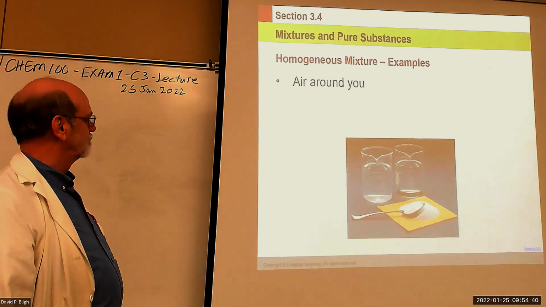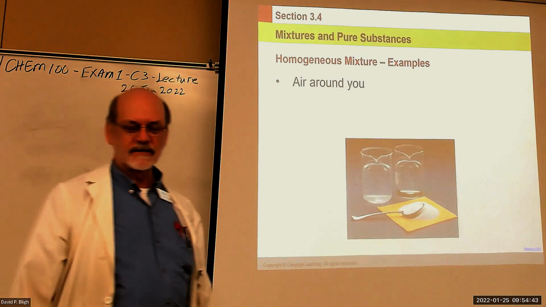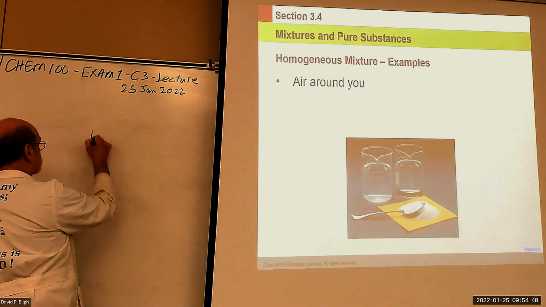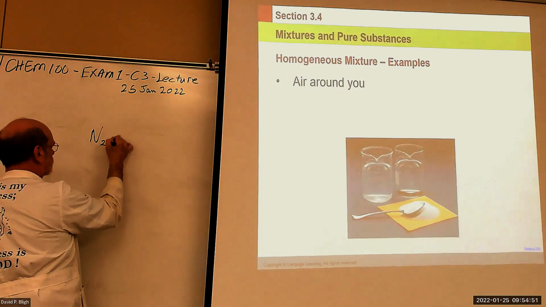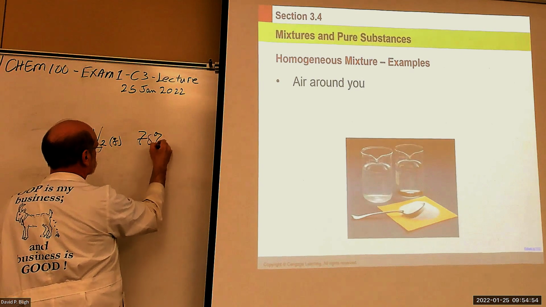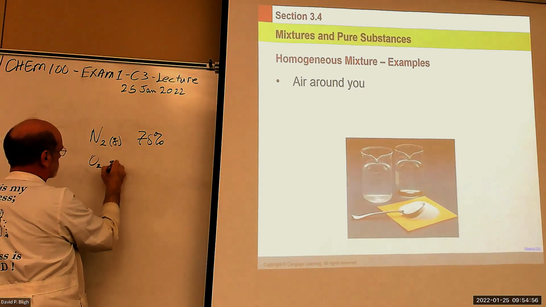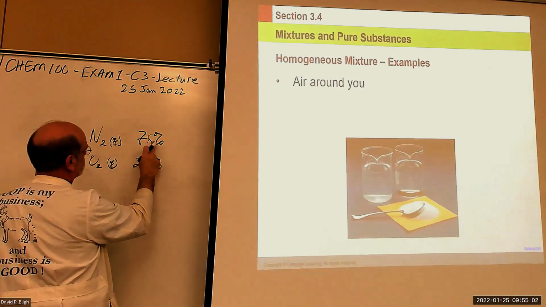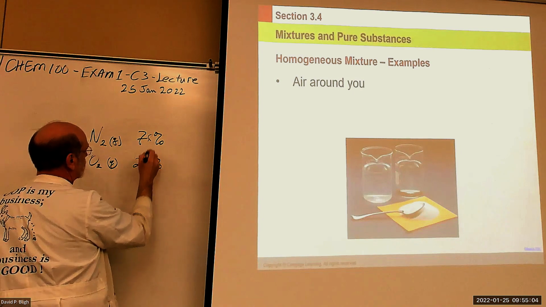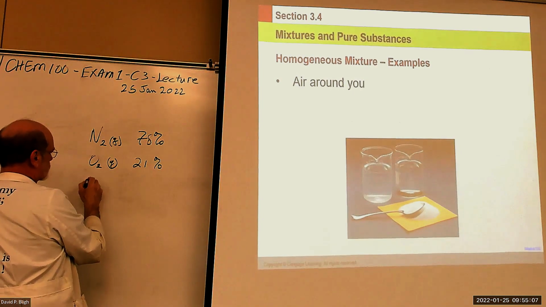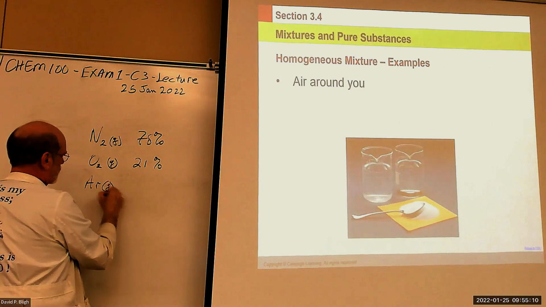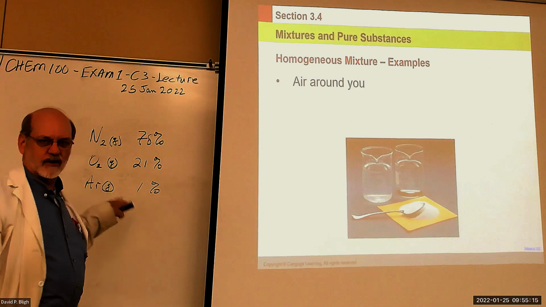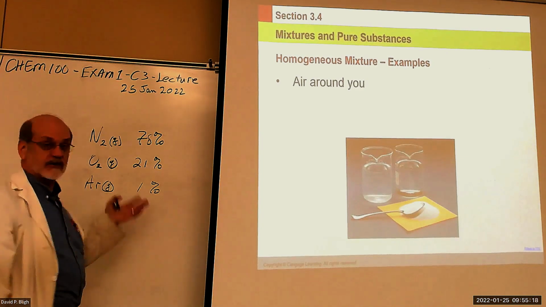Example. The air you breathe is a homogeneous mixture. It is a solution of primarily nitrogen gas at about 78%, oxygen gas at about 21%, and then there's some argon at about 1%. Now, there are other minor components in there, but that's a mixture.